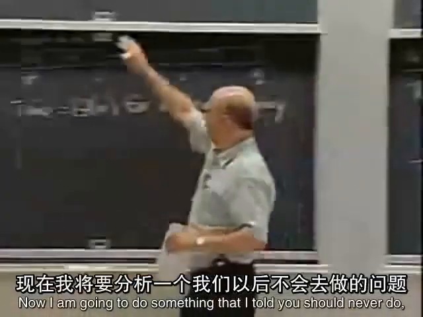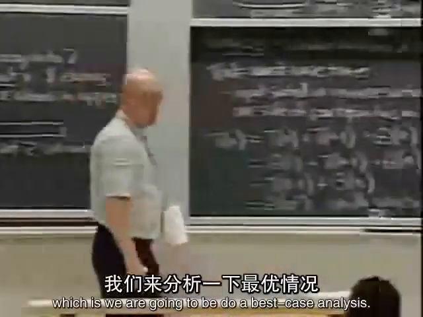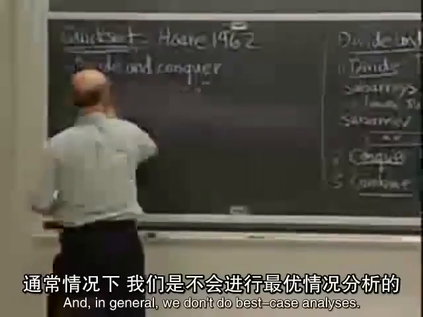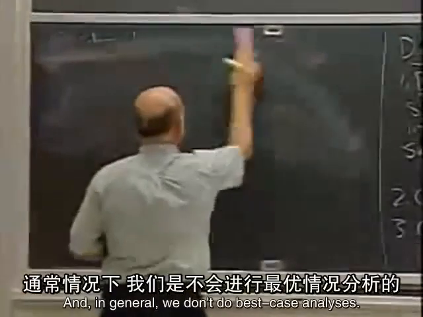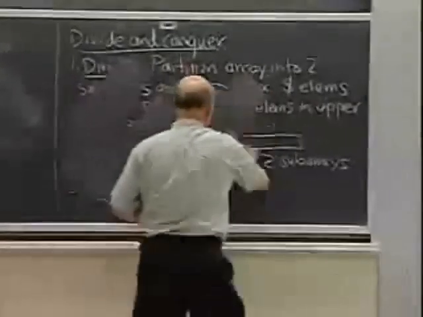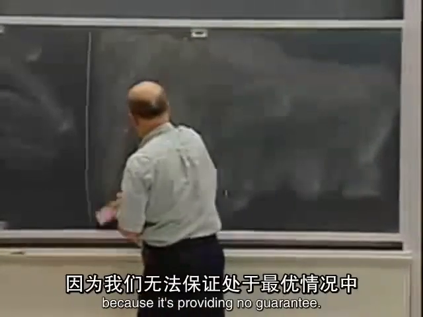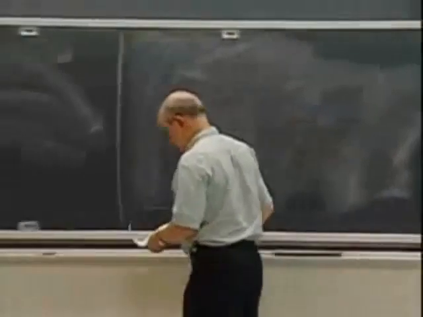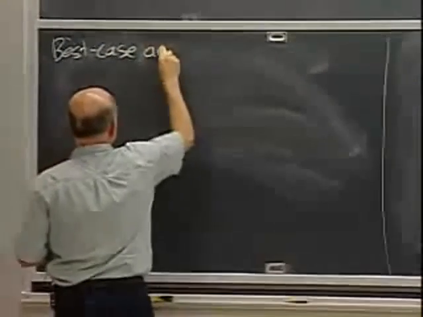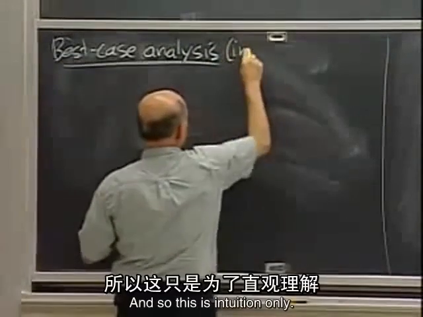Now I'm going to do something that I told you you should never do, which is we're going to do a best case analysis. Okay? So this is for intuition only. And in general, we don't do best case analysis. It doesn't mean anything. Unless we get some intuition for it, maybe. But basically, it means nothing mathematically because it's providing no guarantee. Okay? And so this is intuition only.